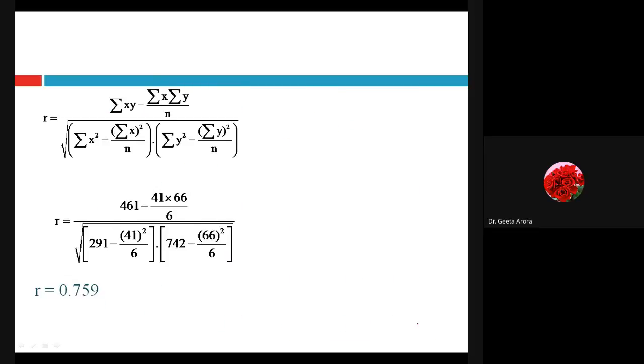Now if we substitute all the values in the formula, see the calculation you have to do here, I have written that it is summation xy minus summation x times summation y by n, and so on. The whole formula is written over here. And if you see, the value is coming as 0.759. Correct? The value is 0.759, so it means the things are positively correlated. Why? Because we are getting a positive sign. Very simple. Whenever we get a positive sign, the things are positively correlated.